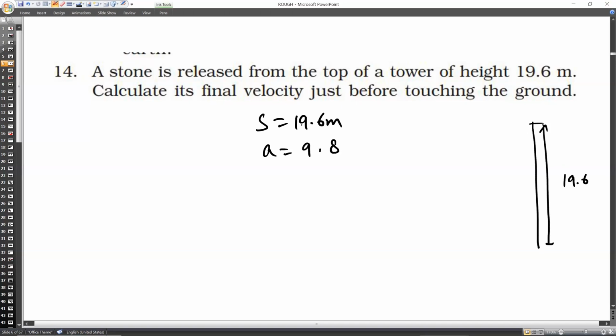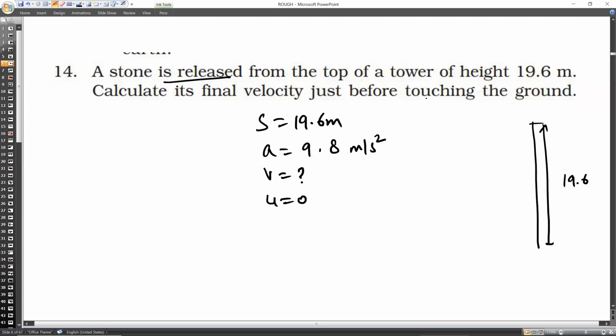And why am I taking 9.8? You will learn by practice why I'm taking 9.8 meter per second square, not 10 meter per second square. Keep practicing each and every question. Okay. So S you know, A you know. Now what is being asked? Calculate the final velocity. V you need to calculate, and the initial velocity when a stone is released is 0. Time is not being asked, not being given.